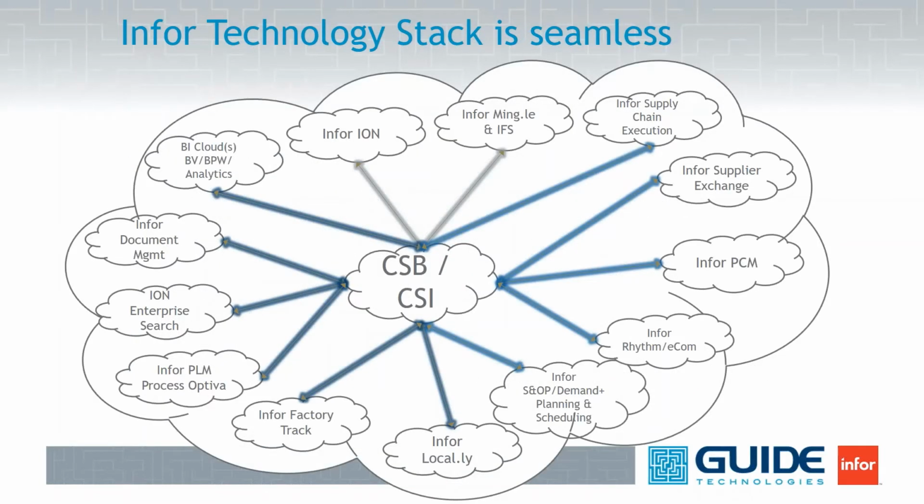And with CloudSuite 10, your technology stack is seamless. As you can see in this graphic, it's got all the different pieces of the tech stack: ION, Mingle, IFS, PCM, SNOP, demand and scheduling. You can read it. IDM, Info Document Management, ION Enterprise. It's all seamless now.